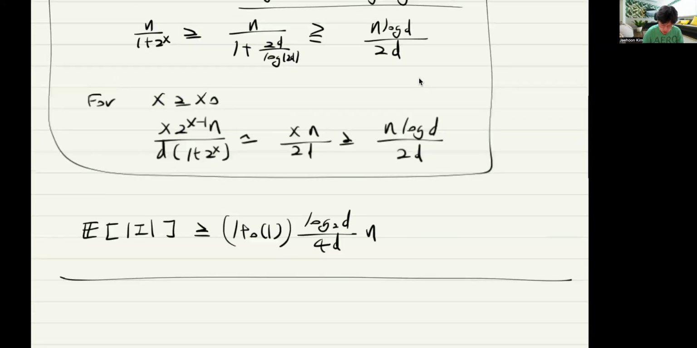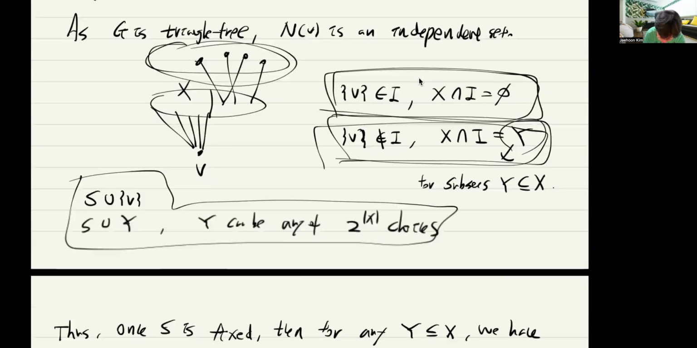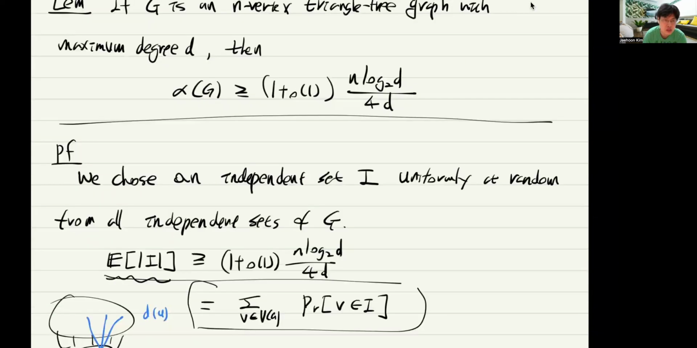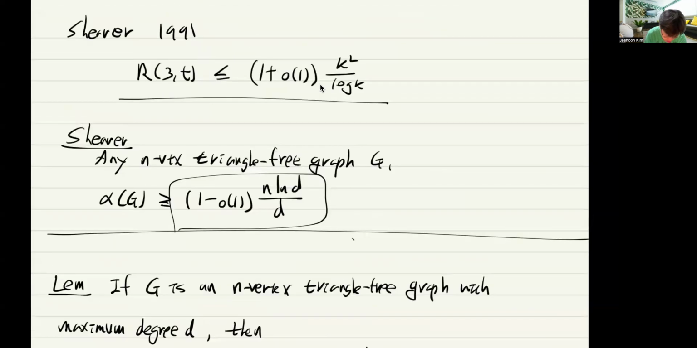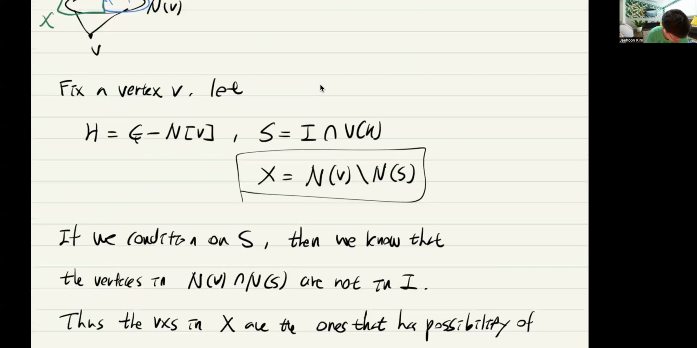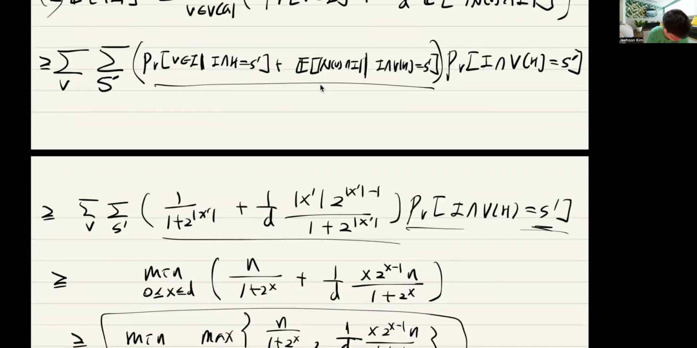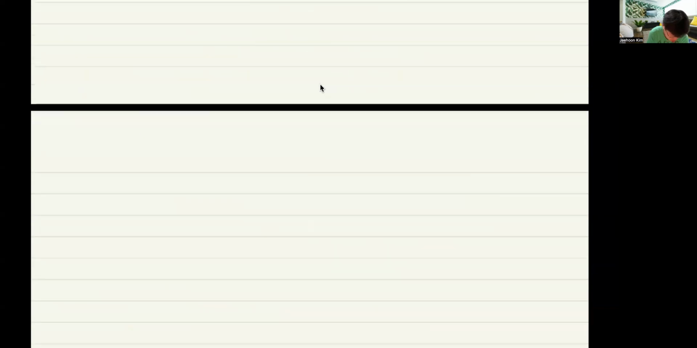We have proved this Shearer's lemma, and that's about the size of a large independent set in a triangle free graph. And that implies the bound on the Ramsey number.